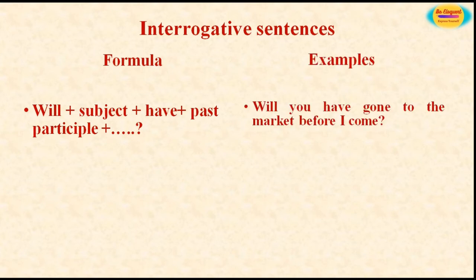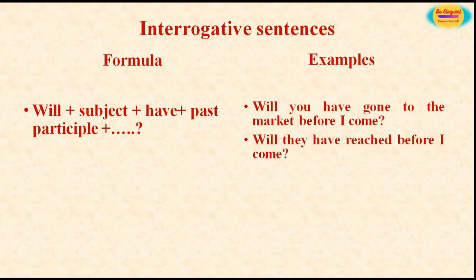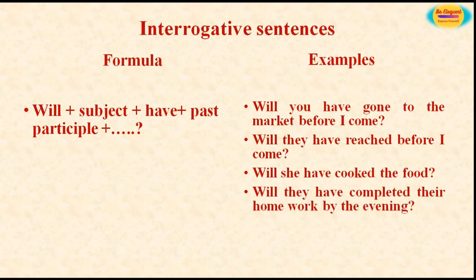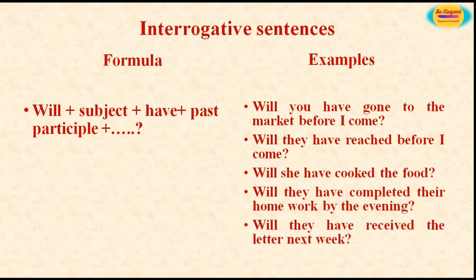Examples: Will you have gone to the market before I come? Will they have reached before I come? Will she have cooked the food? Will they have completed their homework by the evening? Will they have received the letter next week?